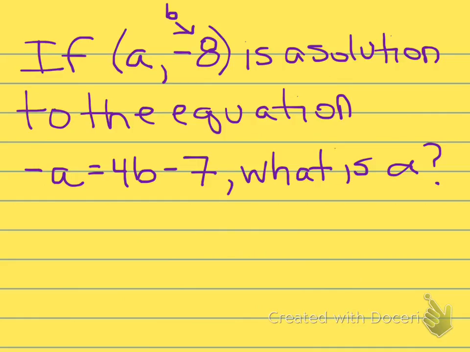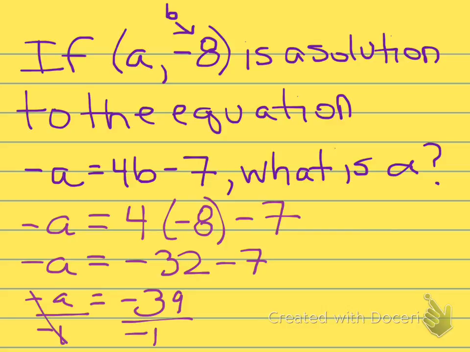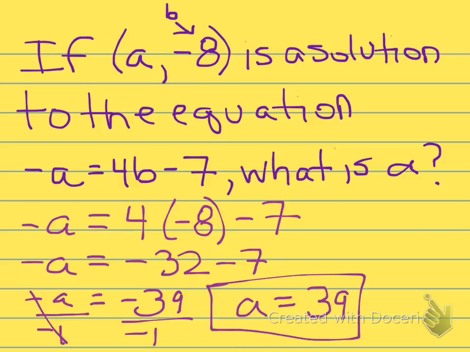Next, we're solving for A. It gives us the point A, -8, and -8 represents B in the equation. So we have -A equals 4 times -8, and we're going to solve for A. So we have -A equals -32 minus 7, which is -39. Since we can't have a negative variable, I need to divide that by -1 to cancel the negative sign out, which makes it positive 39 for A.